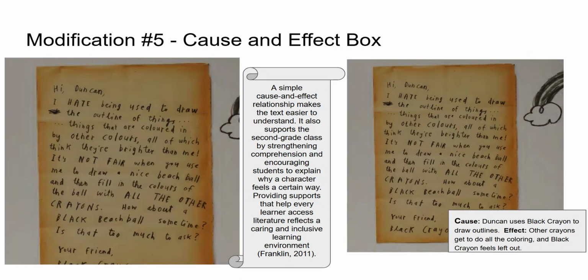Modification number 5 is to add a cause and effect box. So kind of give them the answer, the cause, and the effect, and let them reflect on that. And then that also gives them the opportunity to see if they agree with that and to see where the page is going. So the simple cause and effect relationship can make the text easier to understand, and it can support the entire second grade class by strengthening and encouraging students to explain why a character might feel a certain way.